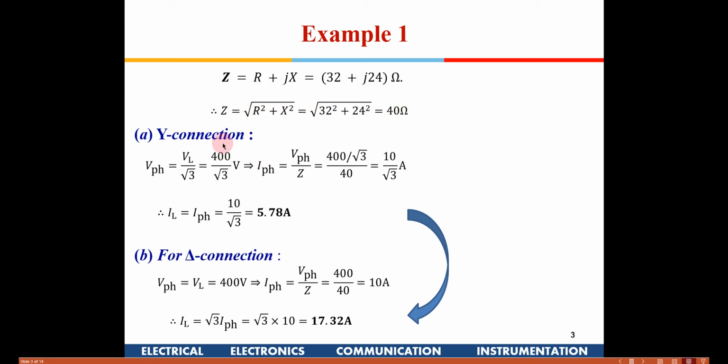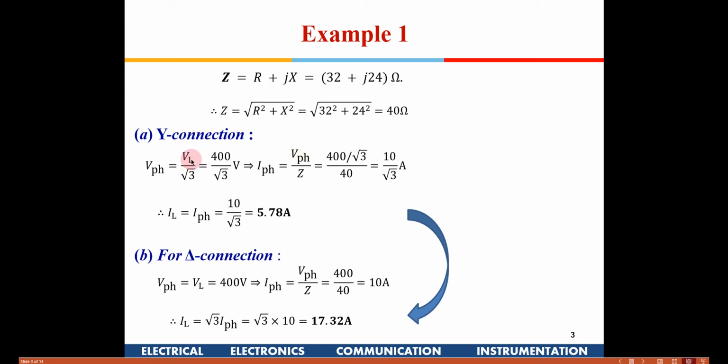So if it is a Y connection, we know that the current will be phase voltage divided by Z. So we need to find out the phase voltage in case of a Y connection, right? That we had seen in our theory classes. In the Y connection or the star connection, it is the phase voltage which will be available across each of the 3 arms. So we have to find out the phase voltage.